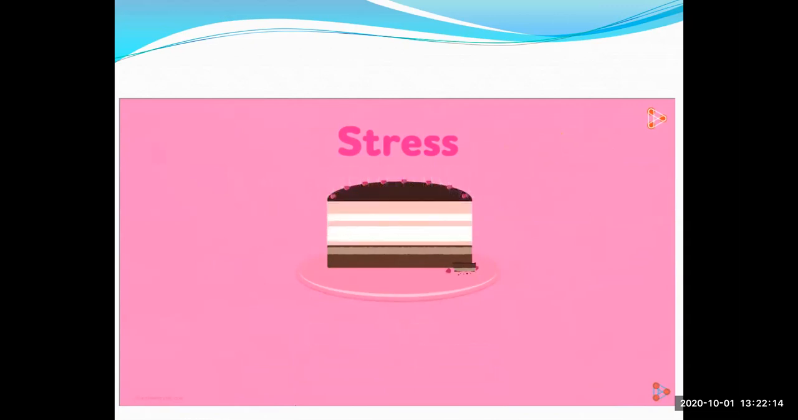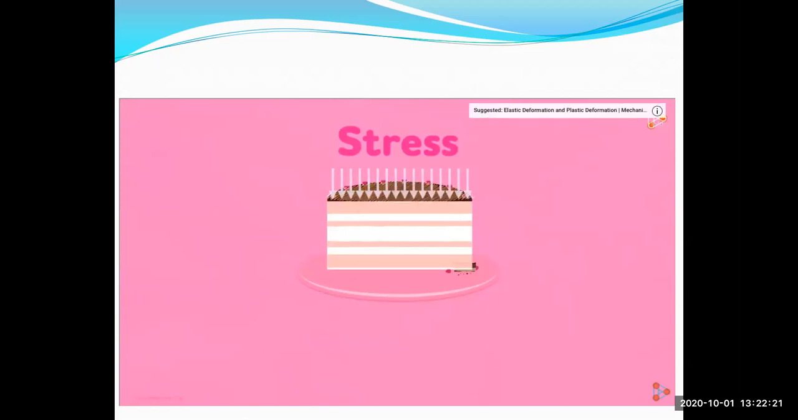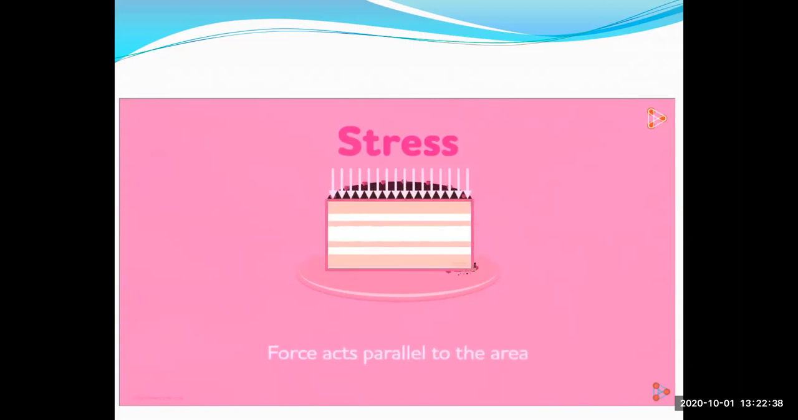But what about these cross-sectional areas of the cake? The area on top is not the only area that experiences stress. As we pierce the knife in, this cross-sectional area experiences stress too. It doesn't look too obvious, but it does experience stress. We can also see that the force is not perpendicular to this area. It acts parallel to it as we are pushing the knife straight down. If the force acts parallel to the surface, it exerts shear stress.